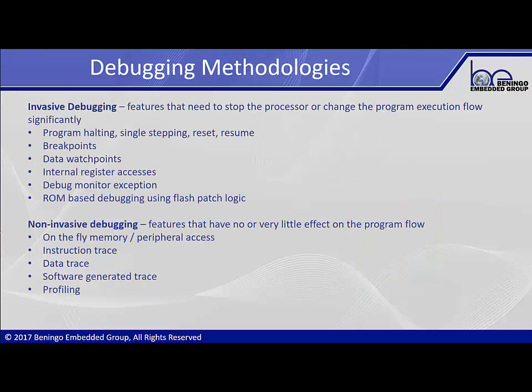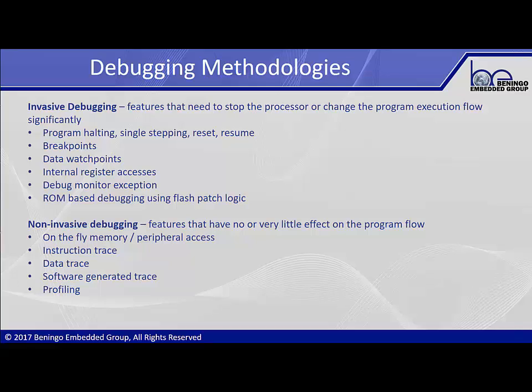Now, there are several different ways that you can debug a system, a couple of different methods. The first is invasive debugging, and these are the type of debugging techniques that we're most familiar with. Setting a breakpoint, single stepping, maybe doing a reset, a resume, setting data watch points, accessing internal registers. These types of interactions with our embedded system break the real-time performance of the system itself. So what you'll find is that the system, while you have the debugger attached, may behave one way, and then when you remove it, it could behave completely differently.